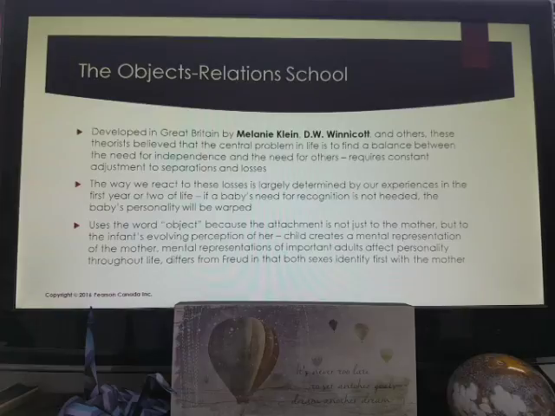So it differs from Freud in that both sexes in this theory first identify with the mother. It's talking more about how they identify with their mother as a child, whereas Freud, of course, was saying that the boys would want the mothers and try to break away from the fathers, whereas the girls would want the father and try to break away from the mother. So this theory is stating that both sexes first identify with the mother.